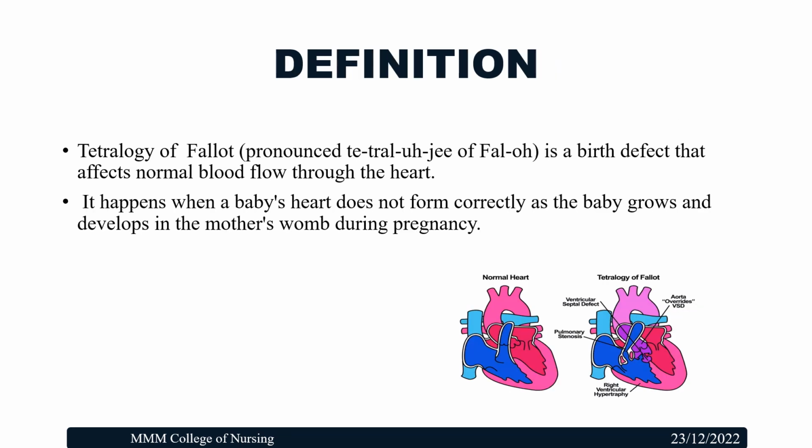Definition of tetralogy of Fallot: it is pronounced as tetralogy of Fallot. It's a birth defect that affects the normal blood flow through the heart. It happens when a baby's heart does not form correctly as the baby grows, and it is developed in the mother's womb during pregnancy.